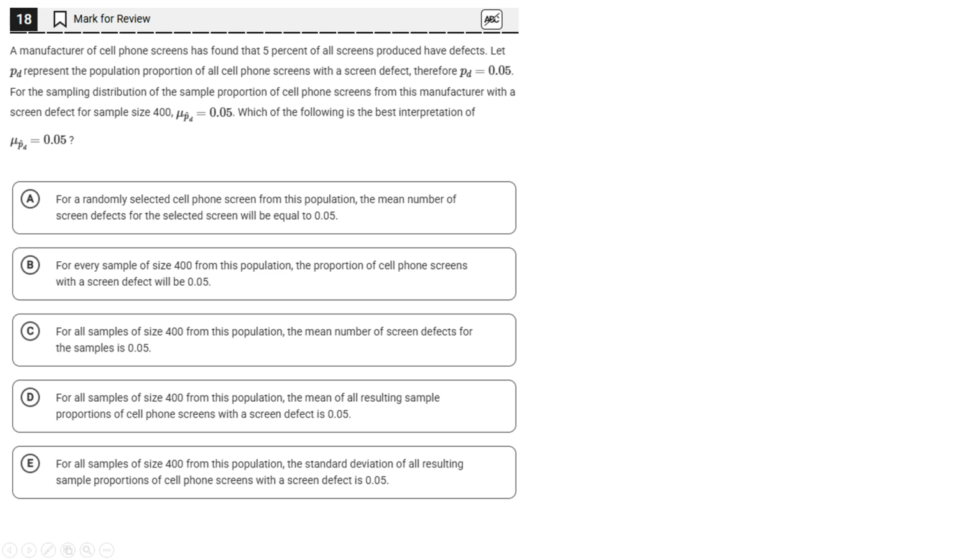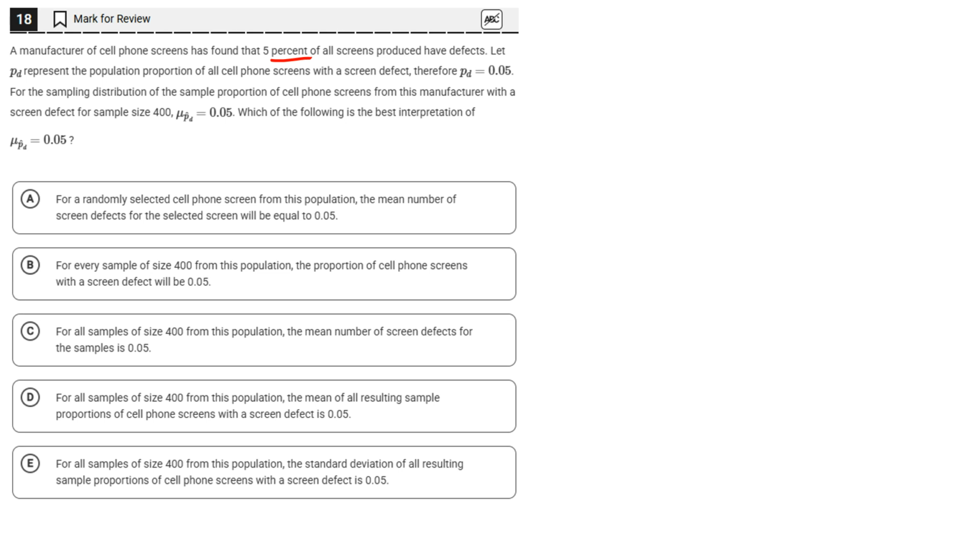A manufacturer of cell phone screens has found that 5% of all screens produced have defects. Percent, so we're talking proportions. Let PD represent the population proportion of cell phones that have a screen defect, therefore PD is 0.05. For the sampling distribution of the sample proportions of cell phone screens from this manufacturer with a screen defect for samples of size 400, mu of PD hat is 0.05. Which is the best interpretation?